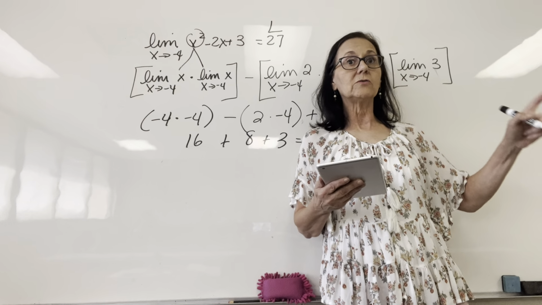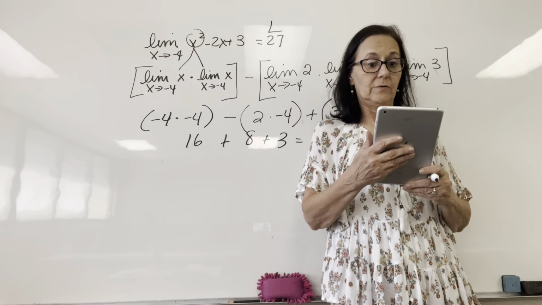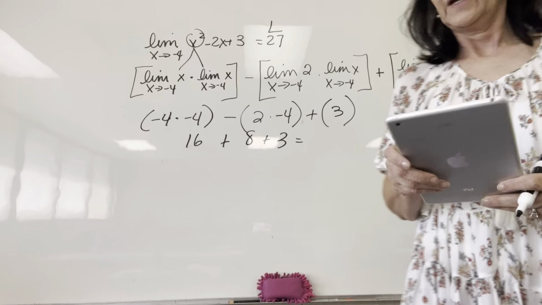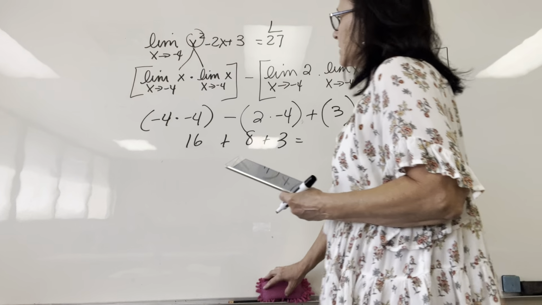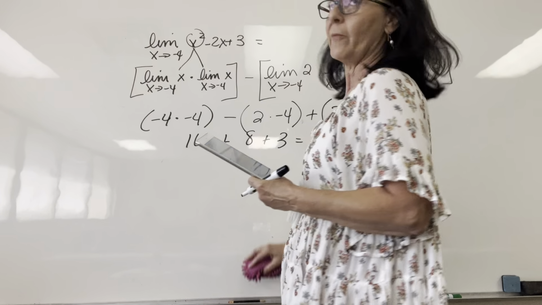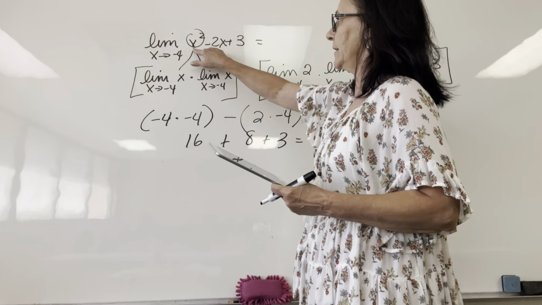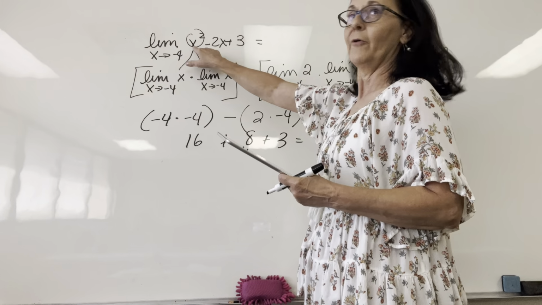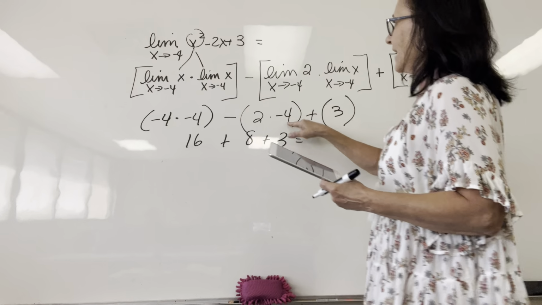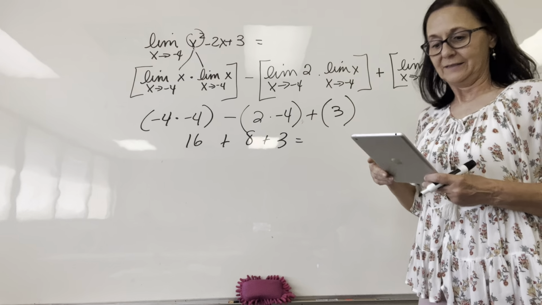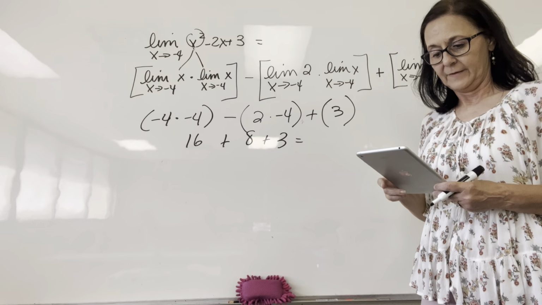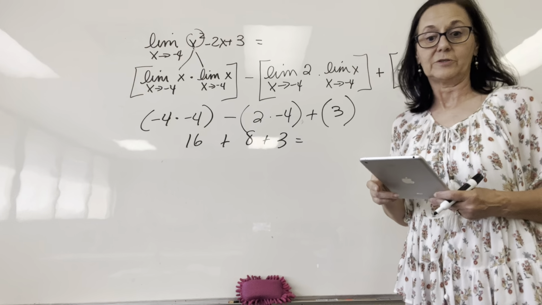All polynomials' domain is all reals. Okay, I could have, because I know that the domain is all reals, just plugged in -4 for x. That's actually what we did: -4 times -4 minus 2 times -4 plus 3. Did y'all catch that? The problem is, look at example 2.